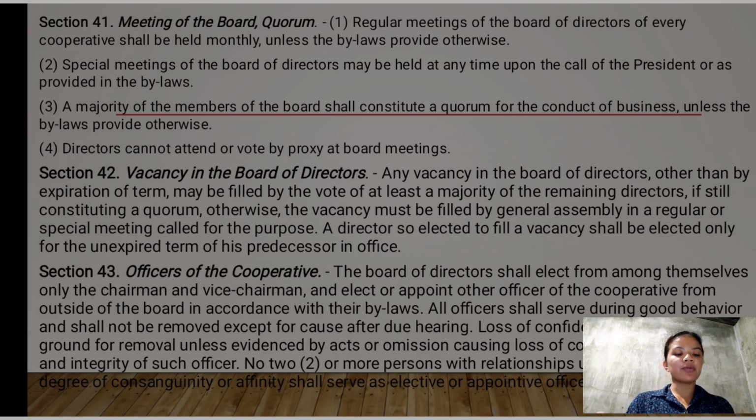First, the board of directors will elect the chairman and the vice chairman from among its members. Second, other cooperative officers can be elected or appointed from outside the board as specified in the cooperative's bylaws. Third, all officers serve during good behavior and can only be removed for cause after a proper hearing. Loss of confidence is not a valid reason for removal unless it is based on specific acts or omissions that cause doubt about the officer's honesty and integrity.